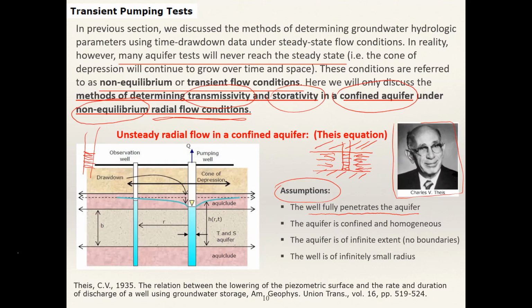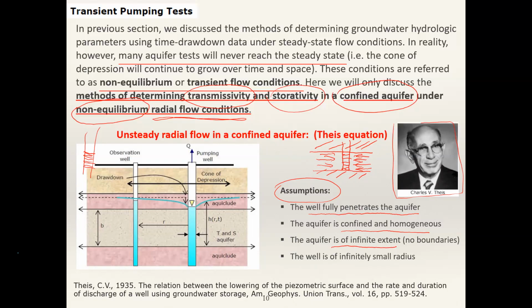The second is that the aquifer is confined and homogeneous. Of course, it is a confined aquifer and homogeneous. What does it mean? Homogeneous is the opposite of heterogeneous. Homogeneous means hydraulic properties do not change from place to place. Right? So it is a homogeneous case. Then the aquifer is of infinite extent. What does it mean? No boundaries.